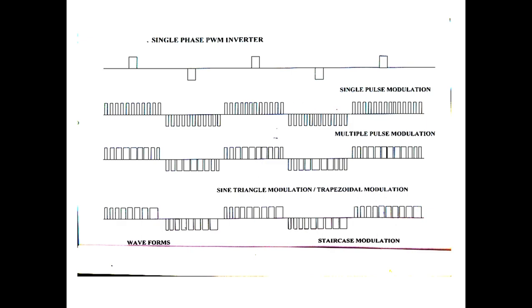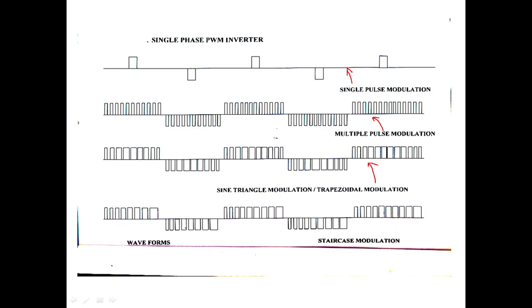This one is single pulse width modulation. As you can see, there is only one pulse for every half cycle. And this is multi-pulse. Multi-pulse means we'll have multiple pulses for both the positive half cycle and the negative half cycle. And the next one is the sine triangle modulation or trapezoidal modulation.